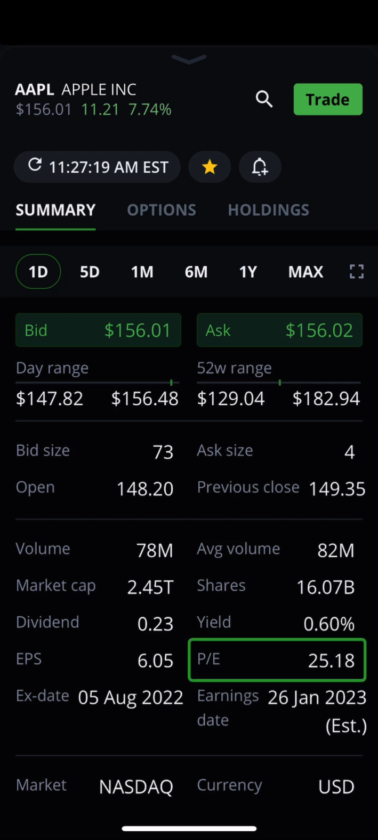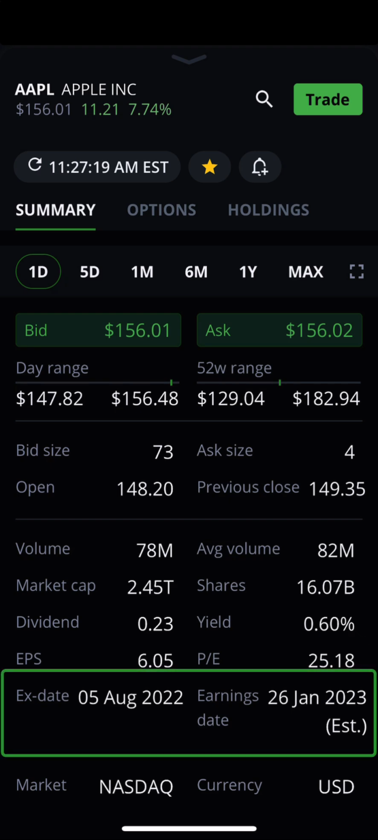Meanwhile, PE is the price to earnings ratio. This ratio compares the ticker symbol's current share price to its earnings per share. PE is most useful when used to compare the company's valuation to other companies in the same industry.